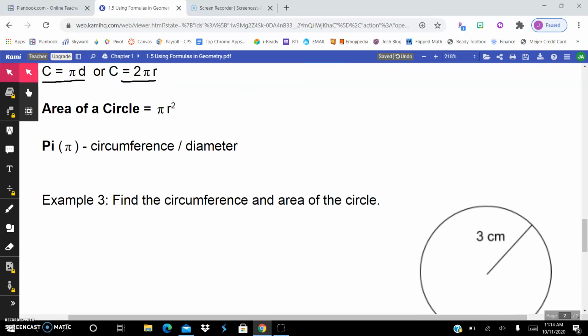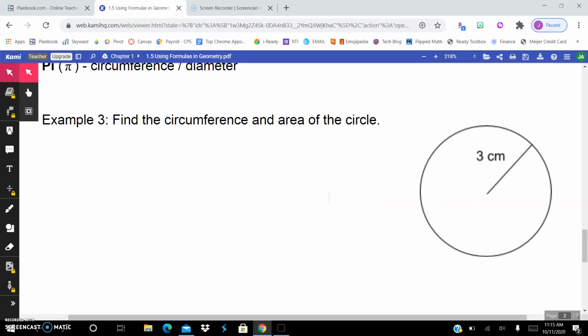And pi is the circumference divided by the diameter of a circle. On any circle, if you took the circumference of the circle and divided it by the diameter, you are going to get a number that's super close to 3.14. It may not be exactly 3.14, but it's going to be very close, because when you find the circumference, you're probably going to have to do some rounding. And that's what kind of gets your answer off of the 3.14 a little bit.